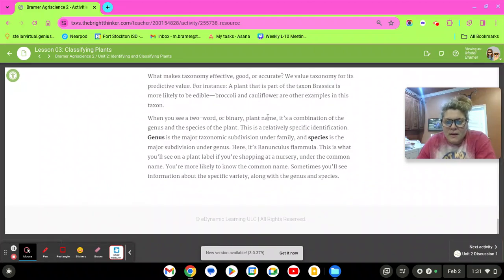So the main thing you need to know about taxonomy is that it's a two-word binary plant name developed by Carlos Linnaeus. It's Latin, and the first word is the genus, which is the major taxonomic subdivision under family, and the second one is species, which is under genus. So it's Ranunculus flammula, and this is what you'll see on a plant label. The common name would be ranunculus.